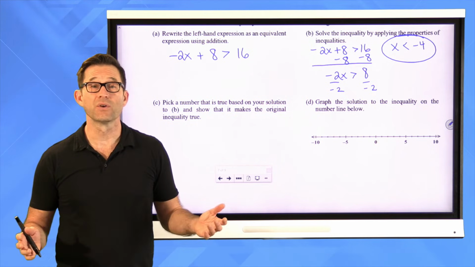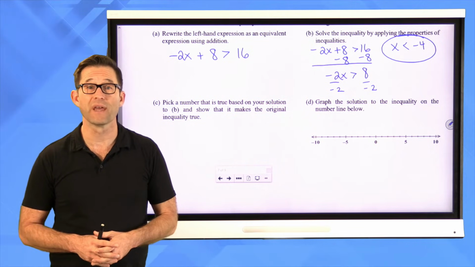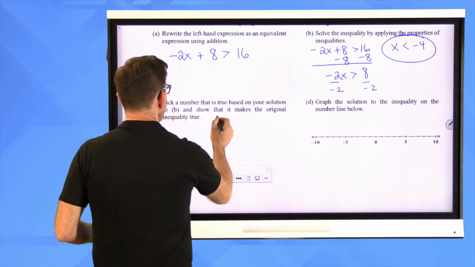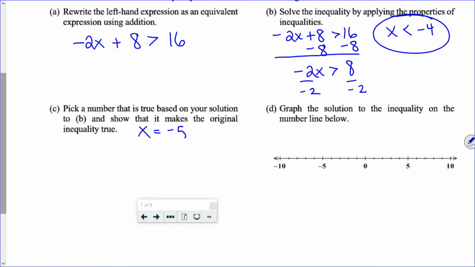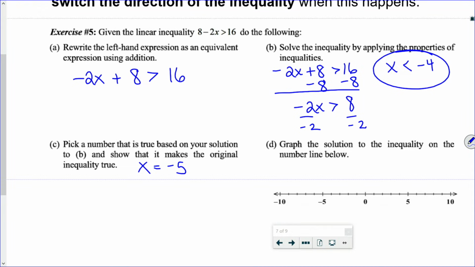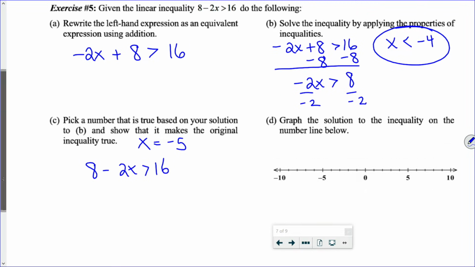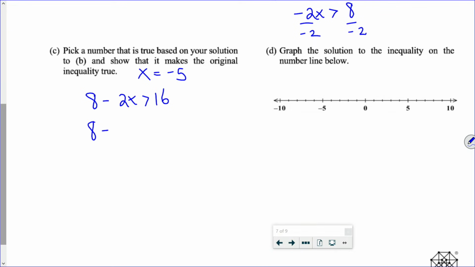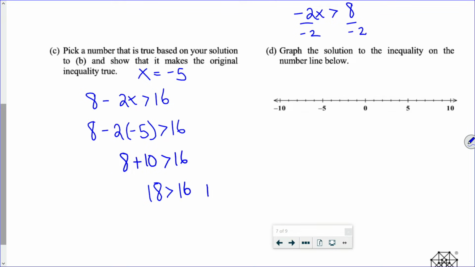All right, well, certainly a good choice would be, let's say, x equals negative 5, right? x equals negative 5 is certainly less than negative 4. So then if I substitute it into the original inequality, which is 8 minus 2x is greater than 16, give myself a little more room, I'll have 8 minus 2 times negative 5 is greater than 16. I'd have 8 plus 10 is greater than 16, and 18 is greater than 16, and that is true.